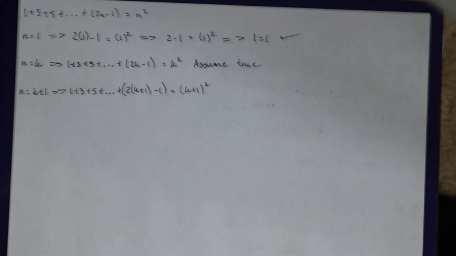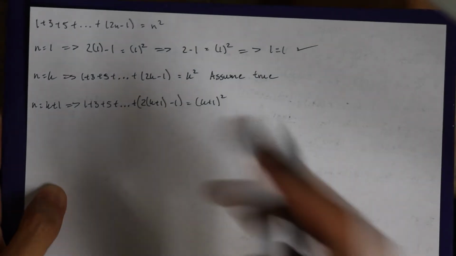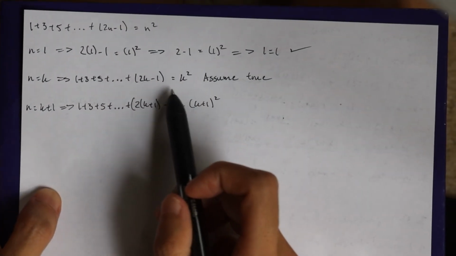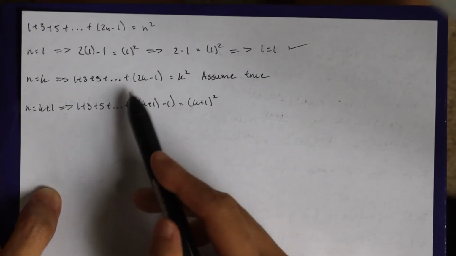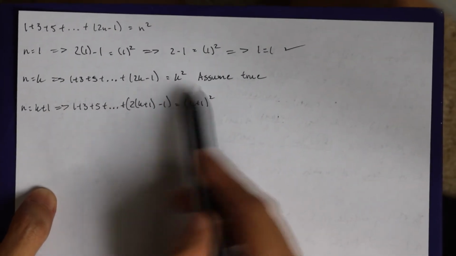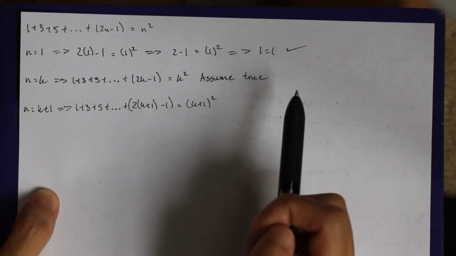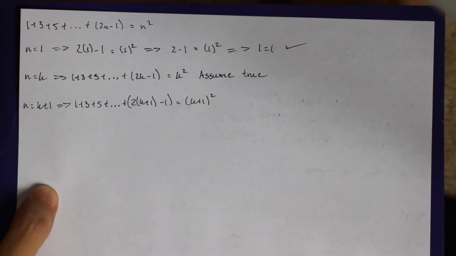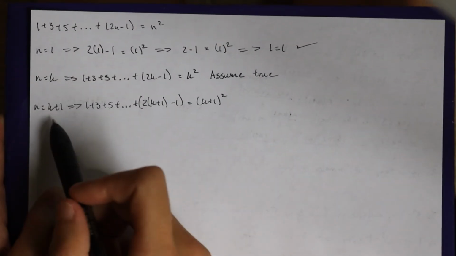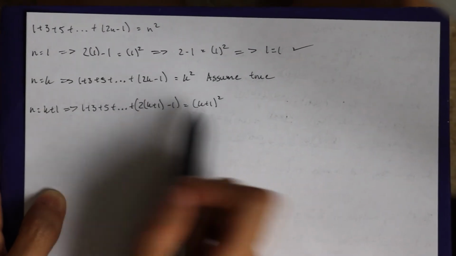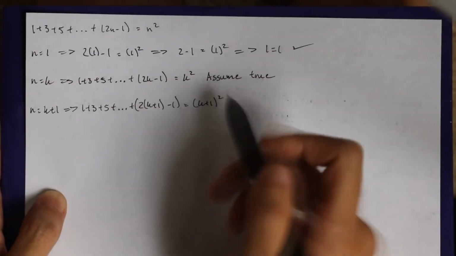So how do we do this? Well, we have from the induction hypothesis right here that 1 plus 3 plus 5 plus dot dot dot plus 2 times k minus 1 is equal to k squared. So let us use this assumption to manipulate the equation in order to prove the k plus 1 case is true. So let's use the induction.